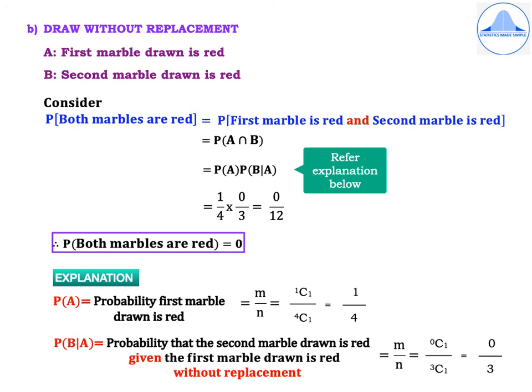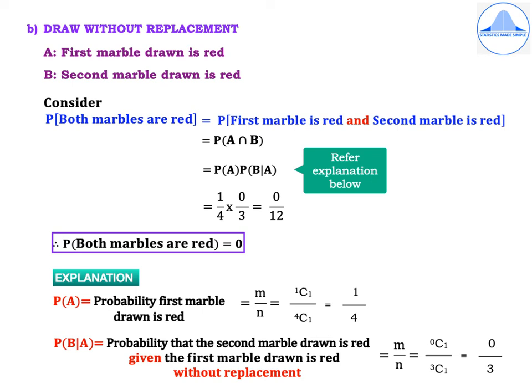Subdivision is draw without replacement. So define event A as first marble drawn is red and event B is second marble drawn is red. The steps are going to be similar, only the probabilities are going to change. So consider probability both marbles are red, which is equal to probability first marble is red and second marble is red. And means it is intersection. So you get P of A intersection B. Use the multiplication theorem of probability formula, which is equal to P of A into P of B given A.